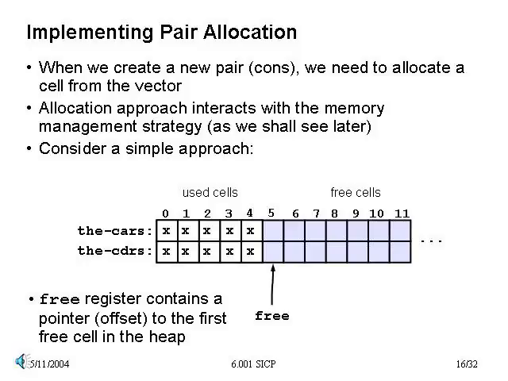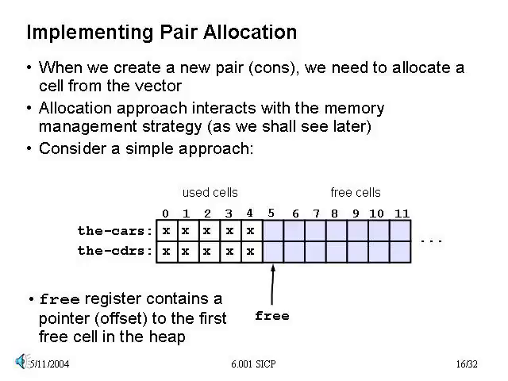What about generating pairs? Or if you like, what does cons do? Well, what we need to do is to select a free slot in the vectors representing the cars and the cdrs, and the method we use for doing this very much depends on how we're going to manage our memory, as we'll see very shortly. For now, consider the following straightforward idea.